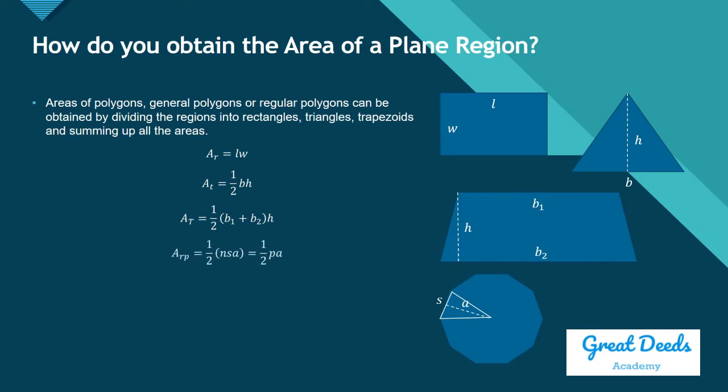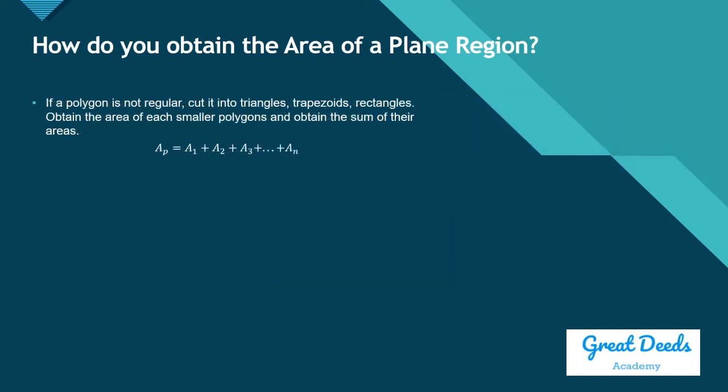and then we get the sum. If you were to do that, what you will obtain is something like this: 1/2 times n, the number of sides, times the length of the sides, times the apothem. n times s is the perimeter. The length of the side times how many sides will give you the perimeter of your polygon. If a polygon is not a regular polygon, what we can do to get the area is cut it into triangles, trapezoids, or rectangles. We will obtain the area of each smaller polygon, and then we will get the sum of all those areas.